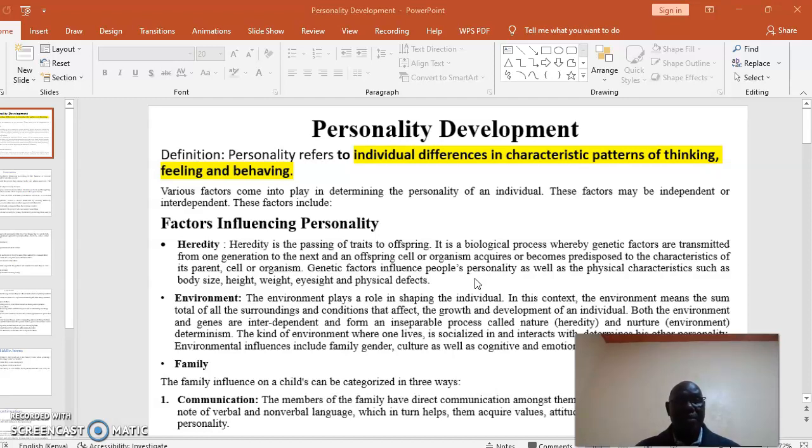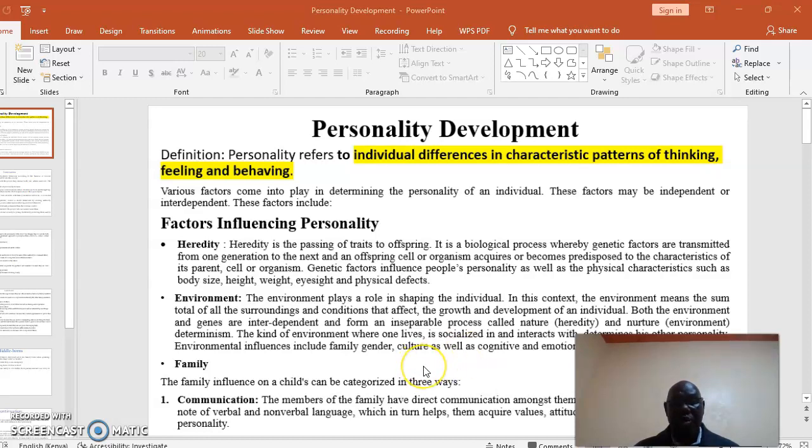defects. The other factor that greatly influences personality is the environment. The environment plays a role in shaping an individual. In this context, the environment means the sum total of all the surroundings and conditions that affect the growth and development of an individual. Both the environment and the genes are interdependent and form an inseparable process called nature, that is heredity, nurture, that is the environment, determinism.